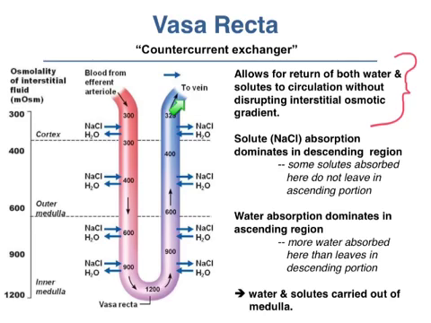And the main reasons why you don't disrupt that osmotic gradient are just because some of the solutes that are absorbed in the descending region don't leave in the ascending portion, and more water is absorbed in the ascending region than you have leaving in the descending portion. So basically, you get the difference, the extra solutes and extra water carried back out, returned to the circulation.